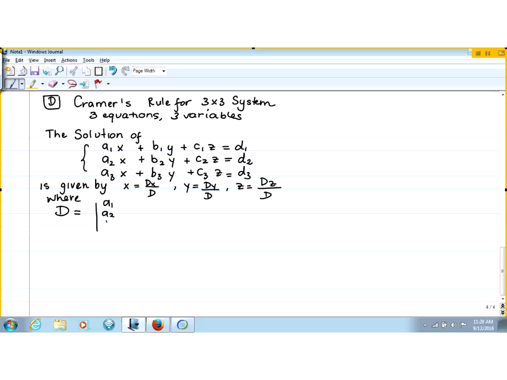A1, A2, A3. The next column will be B1, B2, B3. The next column will be C1, C2, C3. Then that is your D. Okay. Pretty similar.